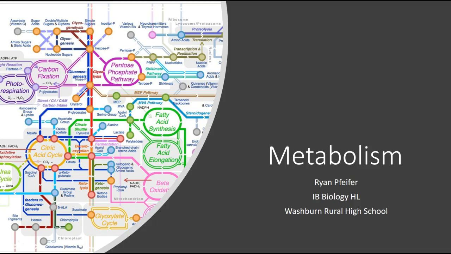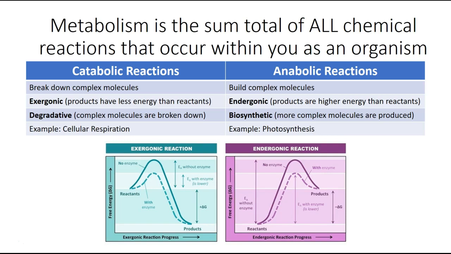As this picture indicates, there are really large, complex interacting cycles and chains that all work in synergy in order to produce the ATP and the products that all organisms need in order to survive. Metabolism is the sum total of all chemical reactions that occur within you as an organism, but also cellular metabolism is the sum total of all chemical reactions that occur in the cell as an individual unit.